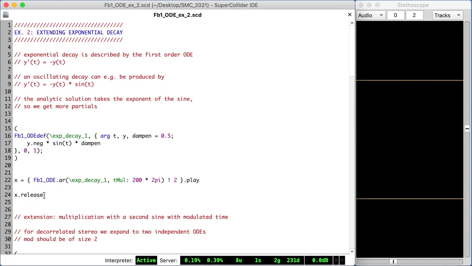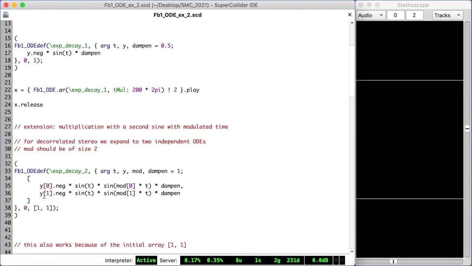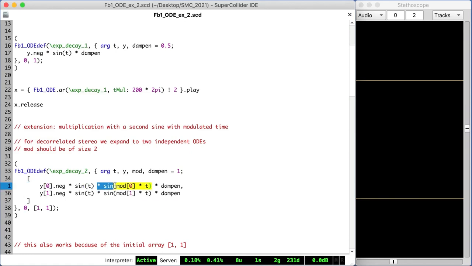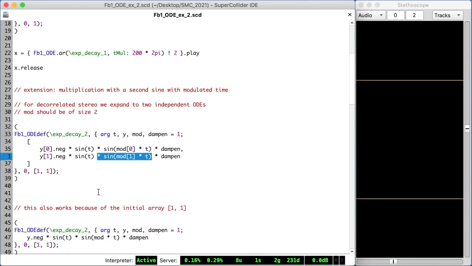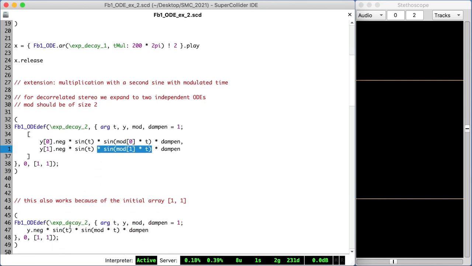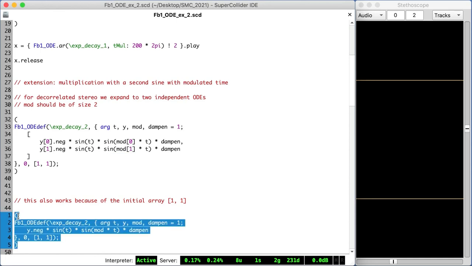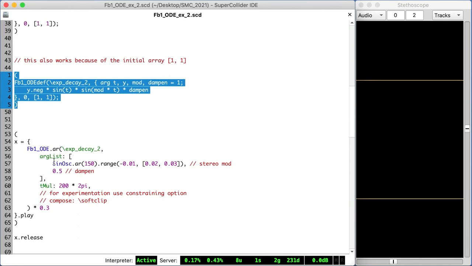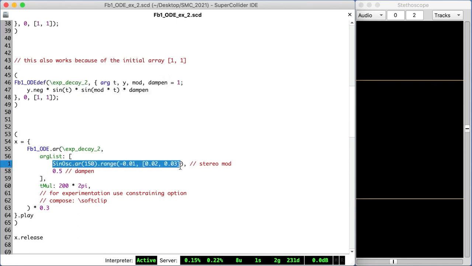To get a decorrelated stereo version, we can expand to two independent ODEs. And here we have multiplication with another sine, which also gets a modulation argument. This system can be written in a shorter form because it can pass an initial array. To get an enriched decay, we can pass a stereo modulation and a damping factor.